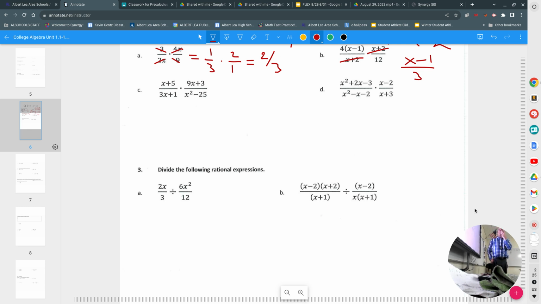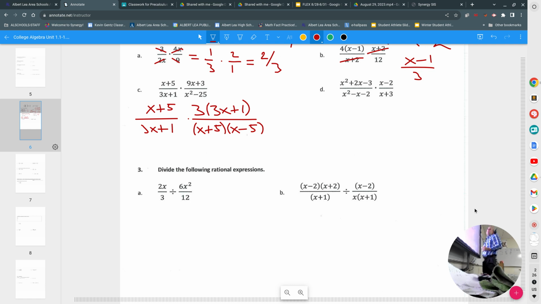What about letter C? What should you do first? Yep, we're going to factor that. We have an x plus 5 over 3x plus 1 times, I factor a 3 out of the top. I'm left with 3x plus 1. And I factor x plus 5 and x minus 5. The 3x plus 1's will cancel. The x plus 5's will reduce as well. I get 3 over x minus 5.